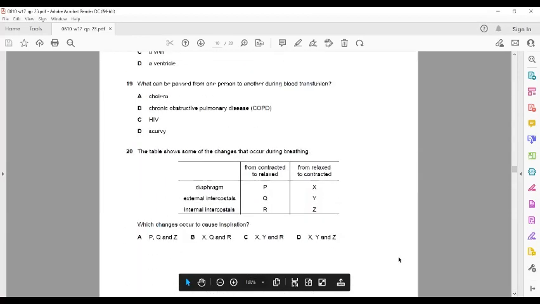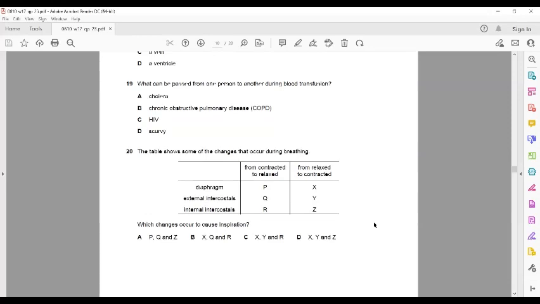What can be passed from one person to another during blood transfusion? HIV, yes. The others have nothing to do with that. Cholera is a bacterial infection of the alimentary canal. COPD has to do with pulmonary disease, something about the lungs and infection of the lungs. And scurvy is just lack of nutrients, a lack of vitamin C.